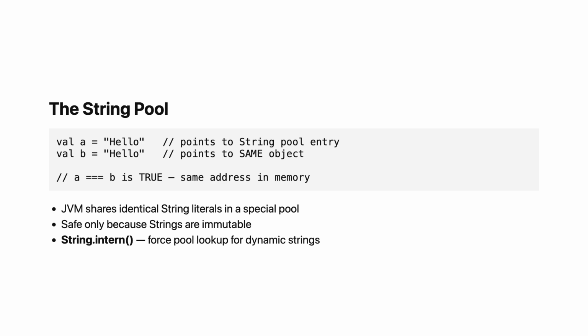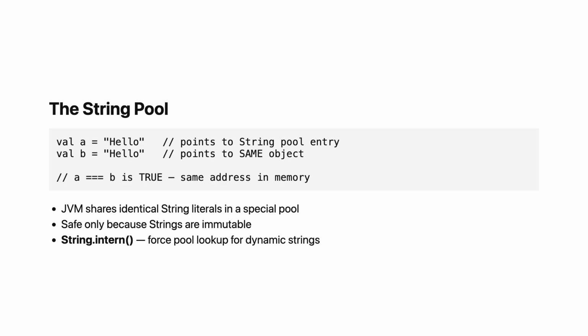This works precisely because strings are immutable. If "hello" could be modified, sharing it would be catastrophic. Changing it through reference a would silently change what reference b sees. But since the bytes are frozen, sharing is perfectly safe.